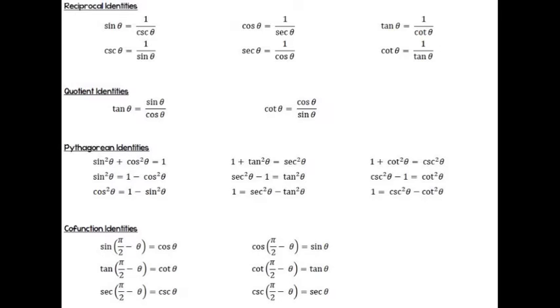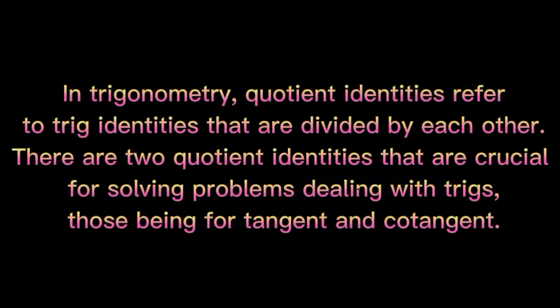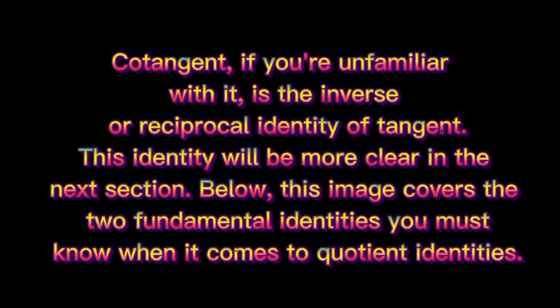And next, quotient identities. In trigonometry, quotient identities refer to trig identities that are divided by each other. There are two quotient identities that are crucial for solving problems dealing with trigs, those being for tangent and cotangent. Cotangent, if you're unfamiliar with it, is the inverse or reciprocal identity of tangent. Its identity will be more clear in the next section below. This image covers the two fundamental identities you must know when it comes to quotient identities.